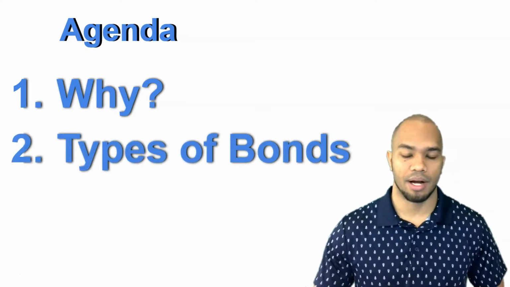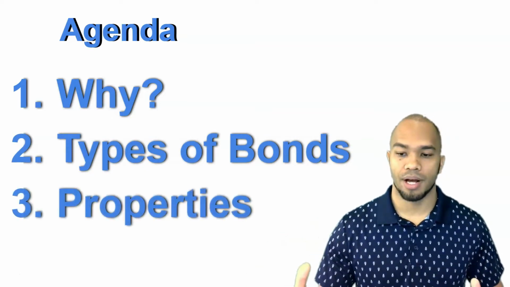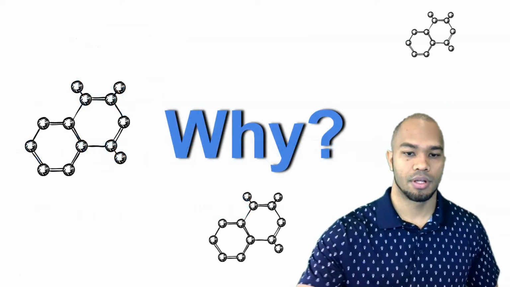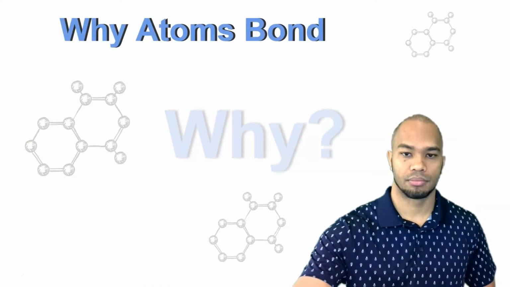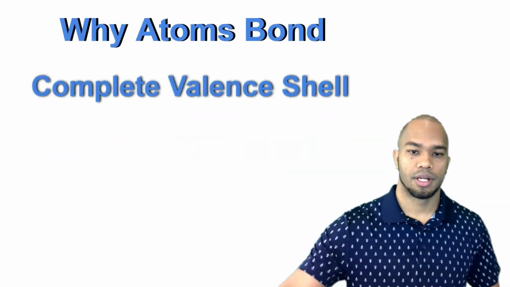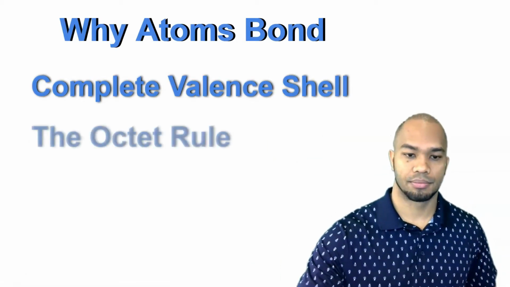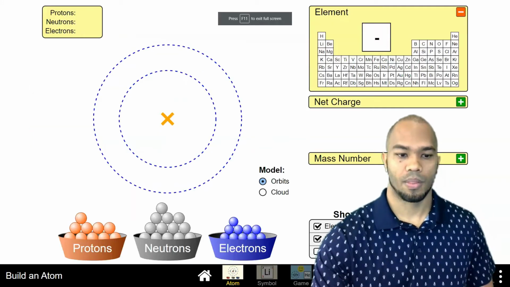We're going to learn about the different types of bonds, and we're going to learn about the various properties of these bonds. So why do atoms bond? Atoms bond to complete their valence shells, and they follow something called the octet rule.